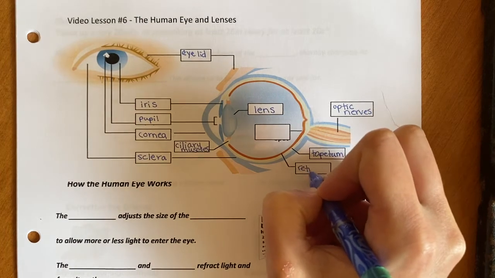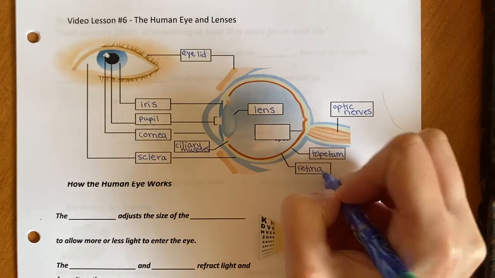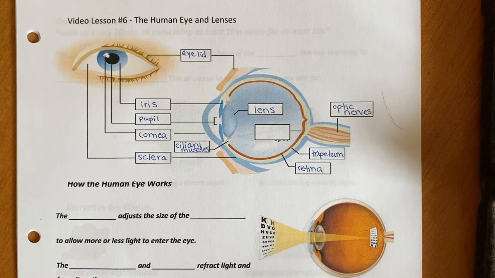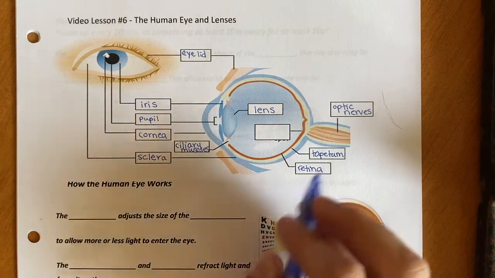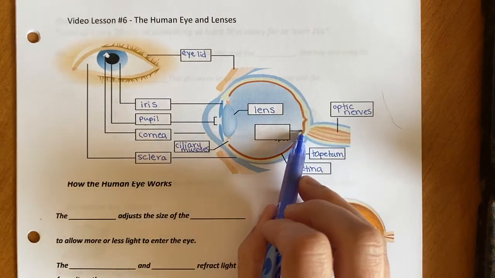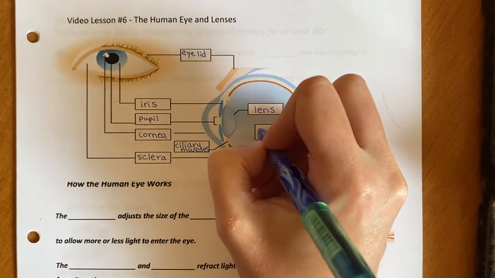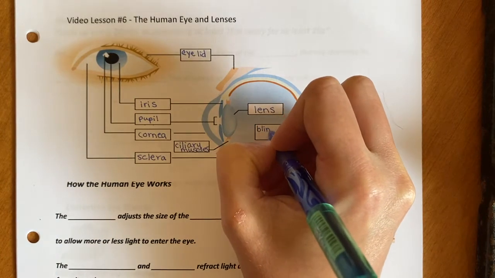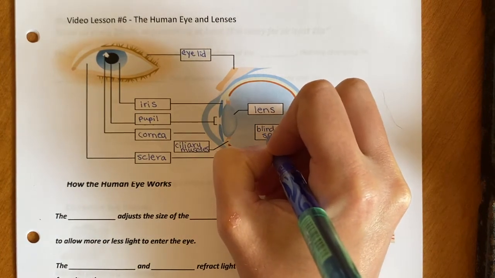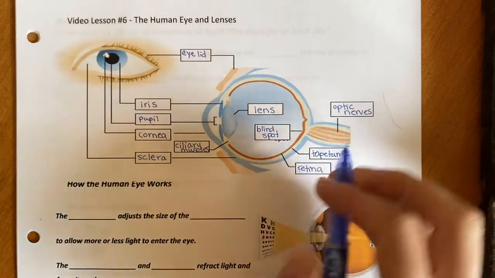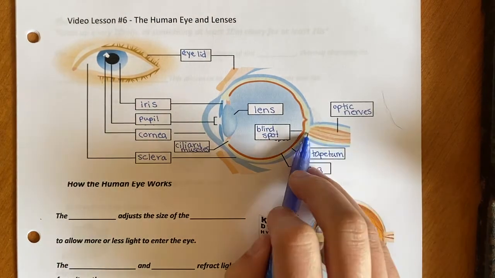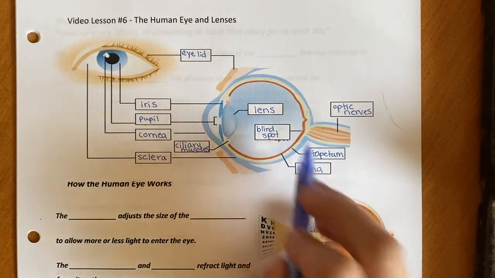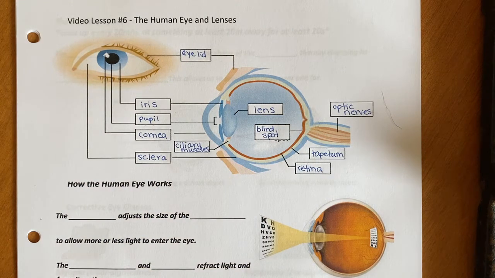And the retina is the main area where your image is formed in your eye, and it's covered in special sensory cells that collect that information and send it down the optic nerve. And then finally, this area right here is called the blind spot. And the blind spot is there because that's the spot where the retina is connected to the optic nerve, and there's actually no sensory cells to collect information in that one spot.